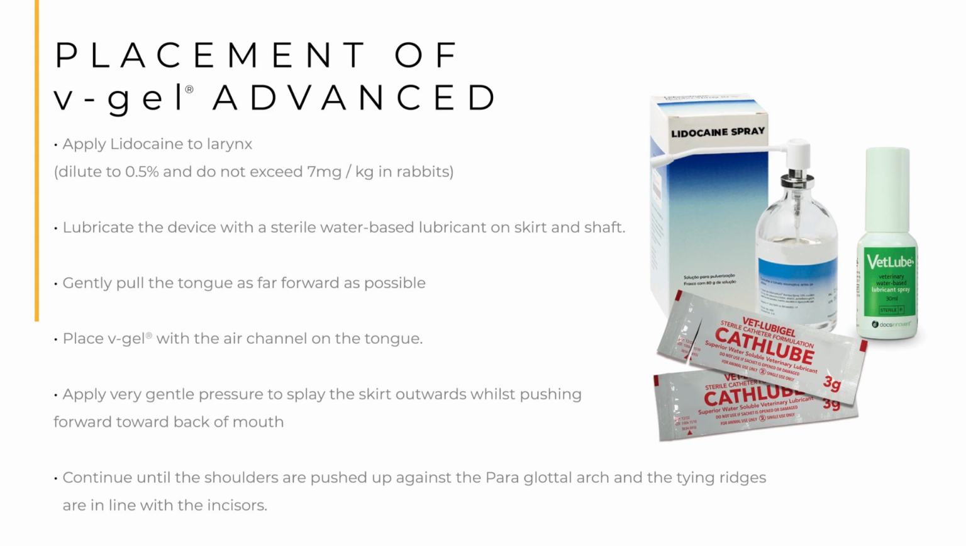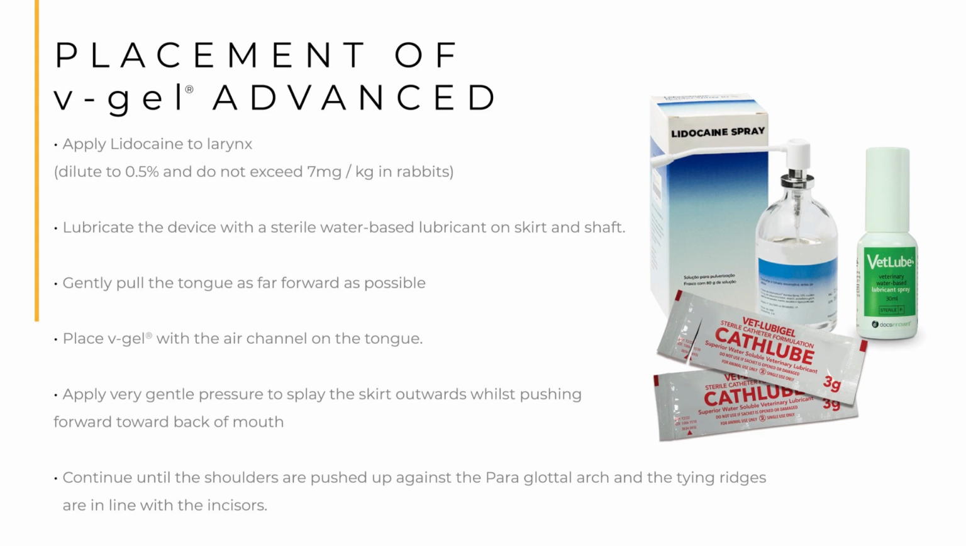Hold the patient in the same position as you would for ET intubation, ensuring the head and neck are extended upwards. Gently pull the patient's tongue as far forward as possible and place the V-Gel on the patient's tongue with the airway channel facing downwards. Apply very gentle pressure on the device so the bowl splays outwards.